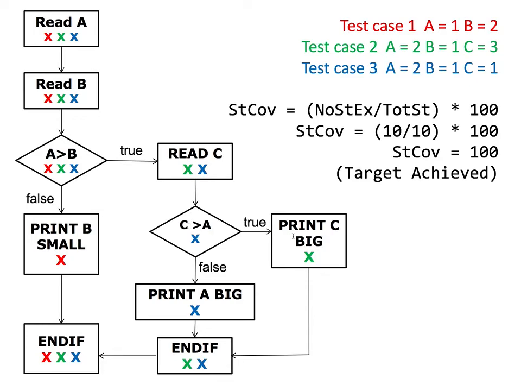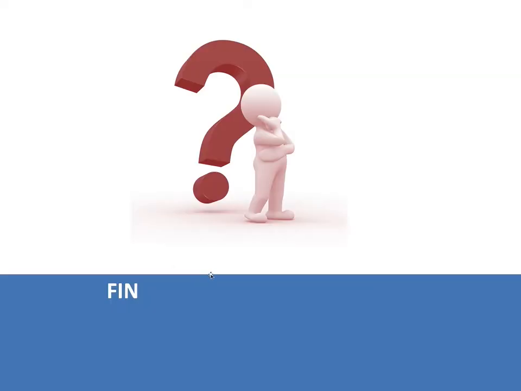So we're following the green line down. We're printing off the big C, then ending our 2 ifs. So at the minute, the only line I haven't executed is this print A big. So that leads us on to the last one, A is 2, B is 1, C is 3. So we read through A and B. A is greater than B, which leads to reading in the C. In this case, C is not greater than A, so that takes us into the final instruction we haven't executed, and we're happy with that.